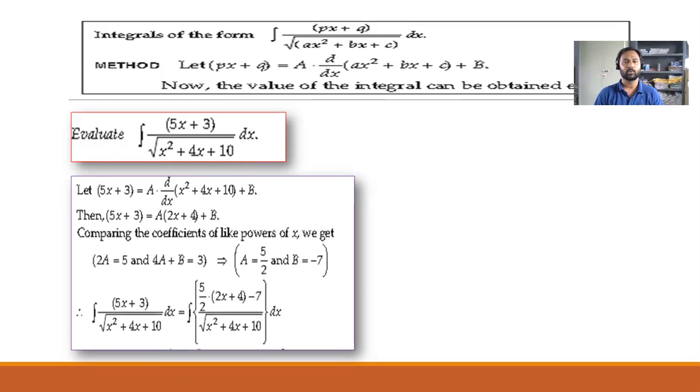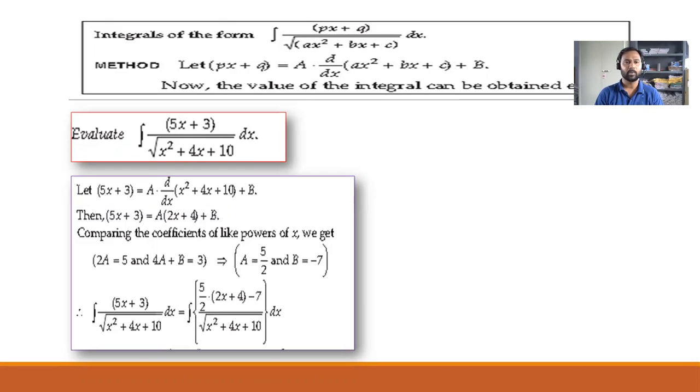Comparing the coefficients of like powers of x, we get... how to compare? See, on the left side x has coefficient 5, and on the right side the coefficient of x is 2A. Therefore 2A equals 5 gives A equals 5 by 2. And comparing the constants, the left side constant is 3, the right side constant is 4A plus b, where A equals 5 by 2, you will get b equals minus 7.